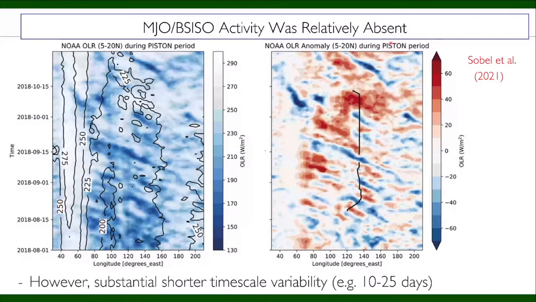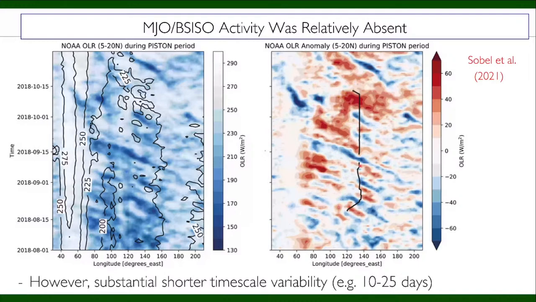And one thing that I want to point out is that there wasn't very strong intra-seasonal variability associated with the BSISO or MJO during this 2018 period. If you look at it, there was possibly a suppressed phase of the BSISO that occurred in October. But much of the rest of the time here, you can see that there are relatively strong westward propagating disturbances.